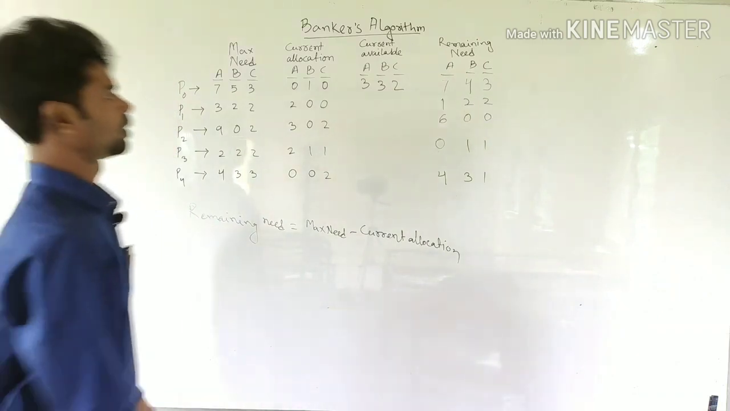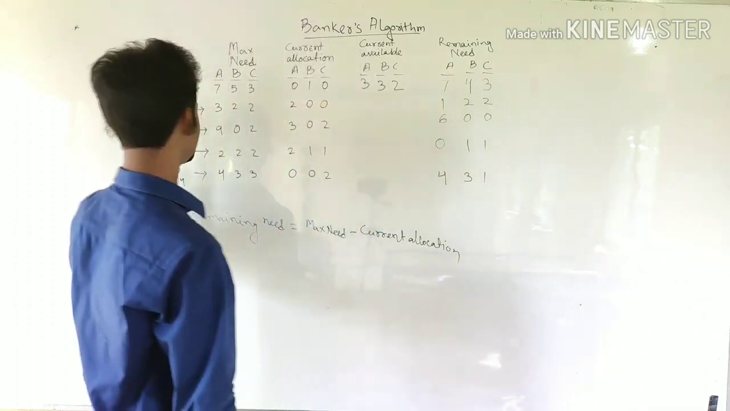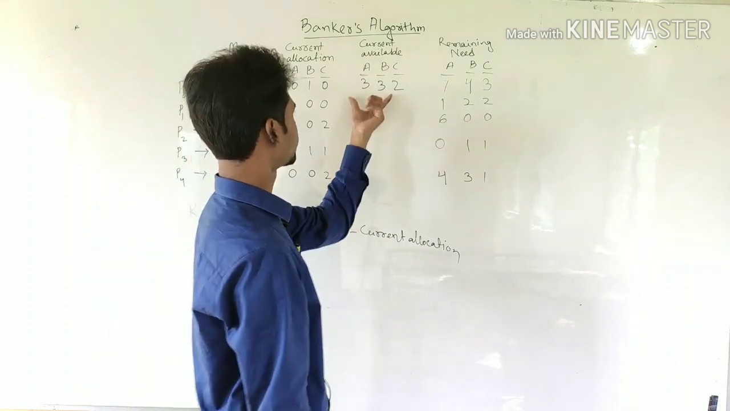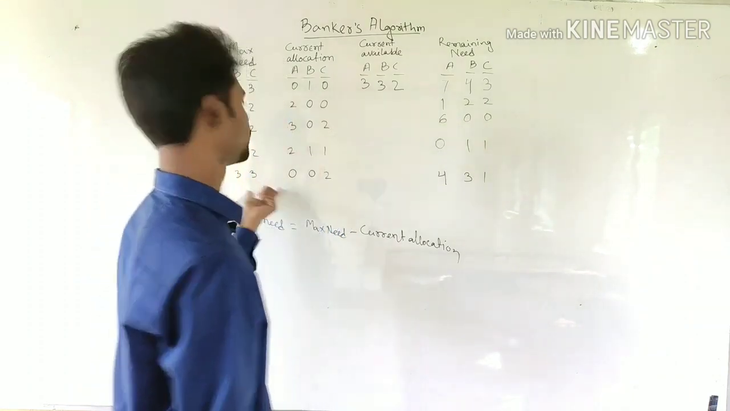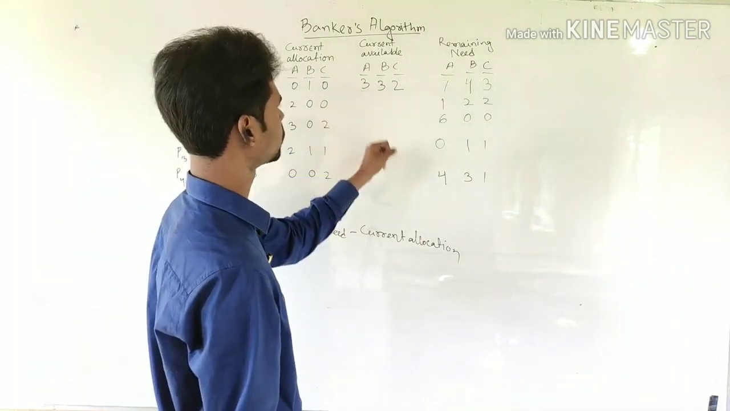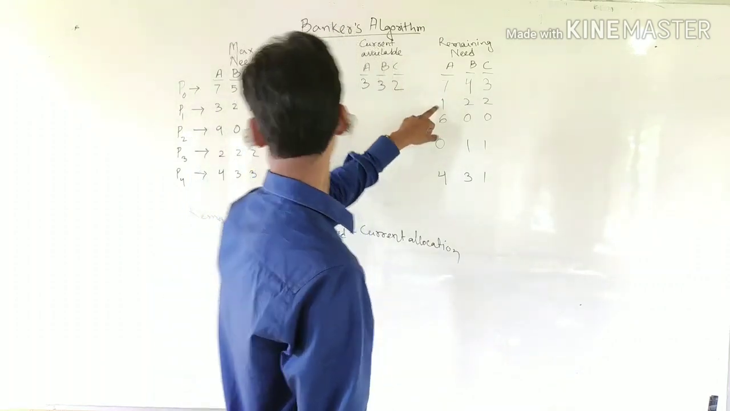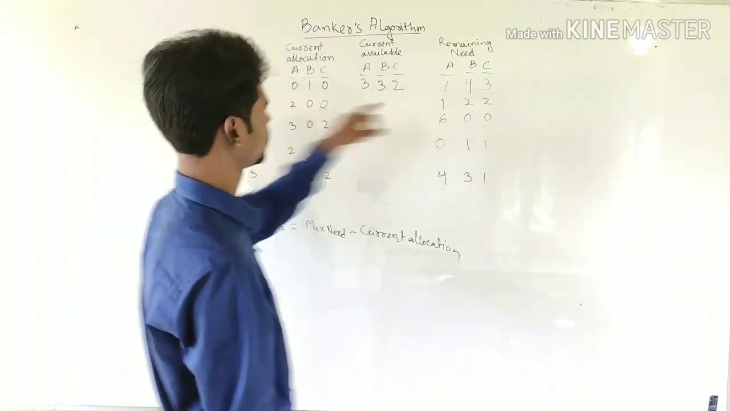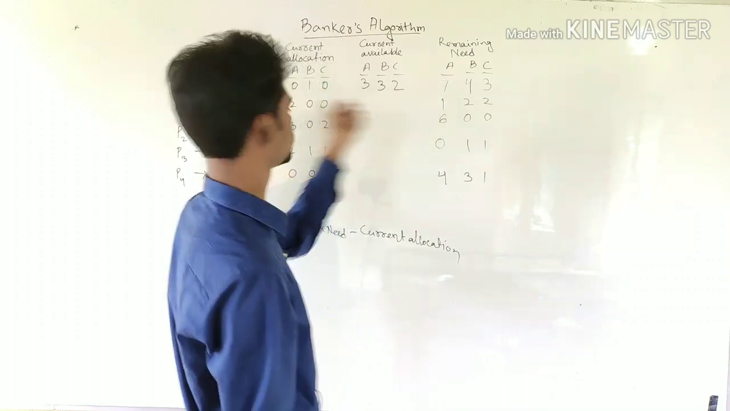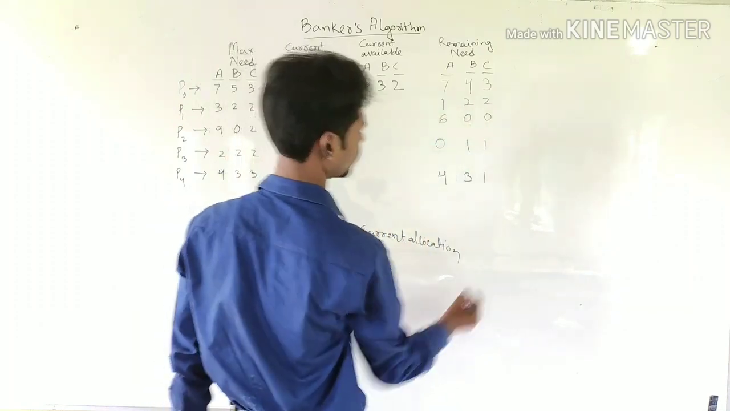Now, this is the remaining need to execute all these processes. First of all, we have to check, by taking the current availability, which process can be executed. So, current available is 3 3 2. Here check which process can be executed now. From the starting process, for executing P1, this available resource is sufficient to complete its execution. So, first assign process P1.